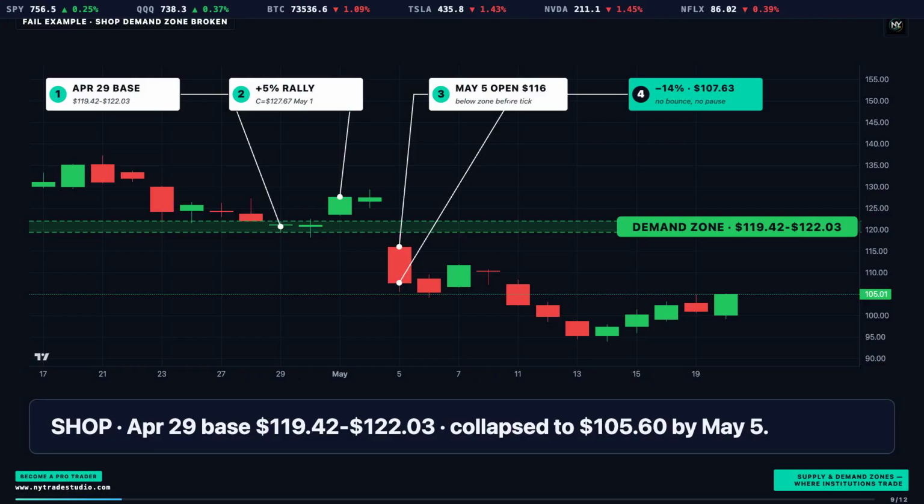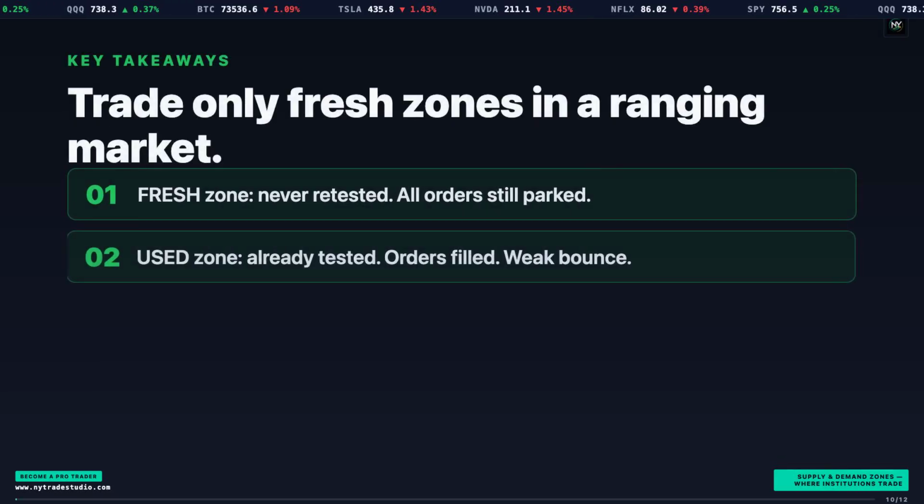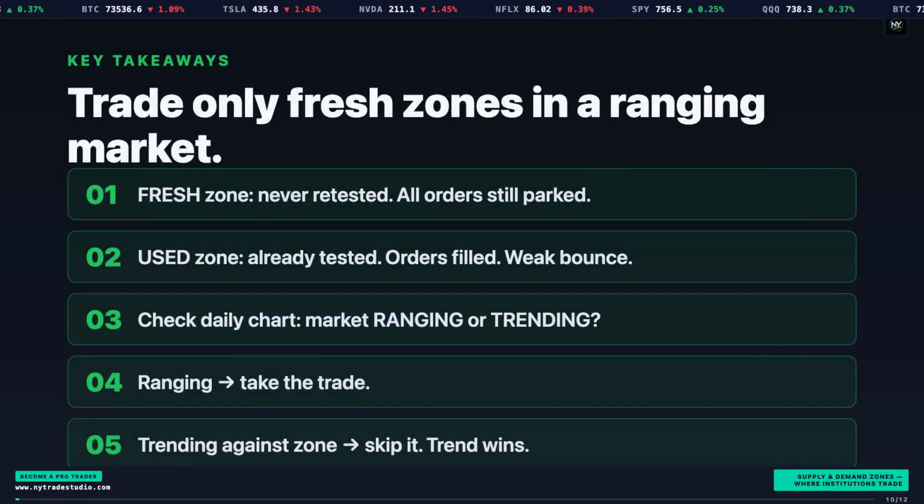That's why every zone trade starts with 2 checks. First, is the broader market ranging or trending against you? Second, is volume on the failure candle anything unusual? Those 2 filters would have kept you out of this trade. A brutal lesson, free from someone else's chart. 2 filter rules. Memorize them. Use them every single trade.